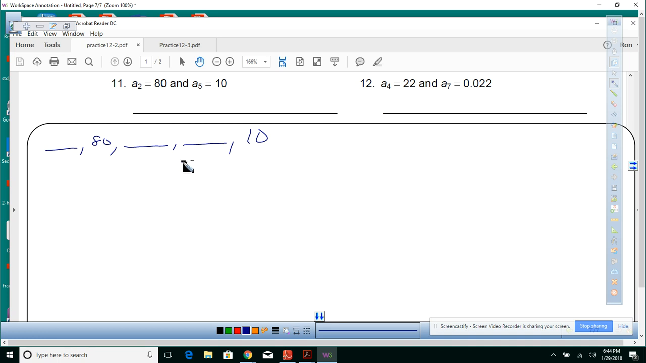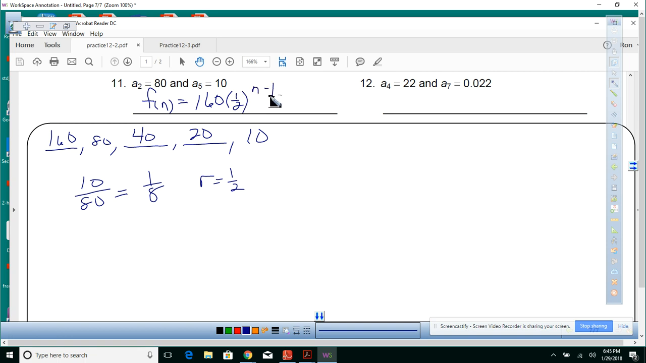Okay, so let's see here. 10 divided by 80 would be 1/8. And we went 3 places. So I'm thinking 80 times, let's see, so R equals 1/2. 80 times, that would give you 40, that would give you 20, and then that would give you 10. All right, which means this right here would be 160. So f of n equals 160 times 1/2 to the n minus 1.